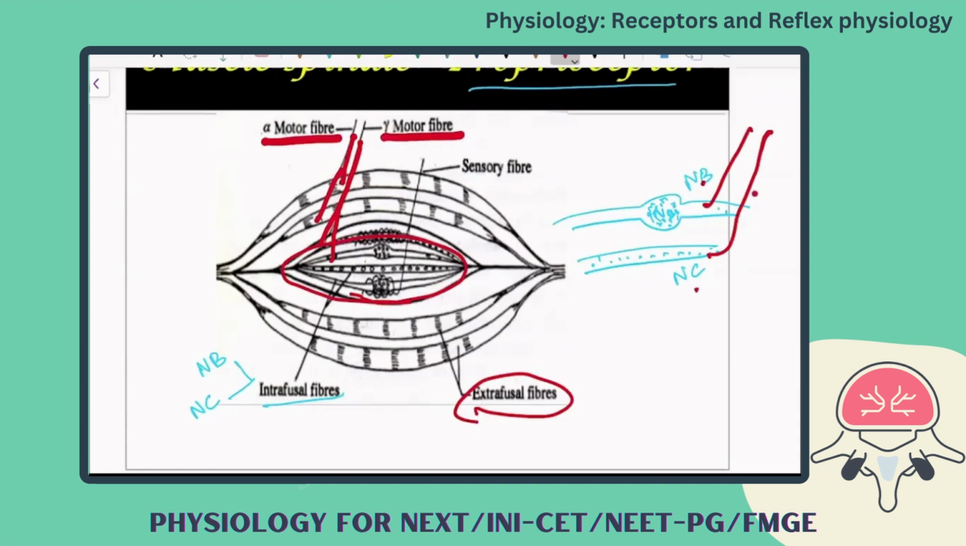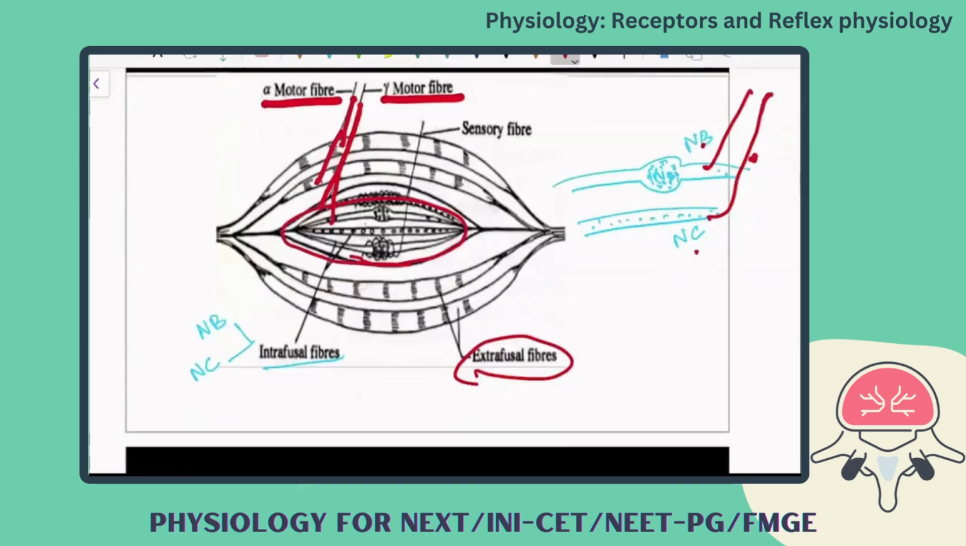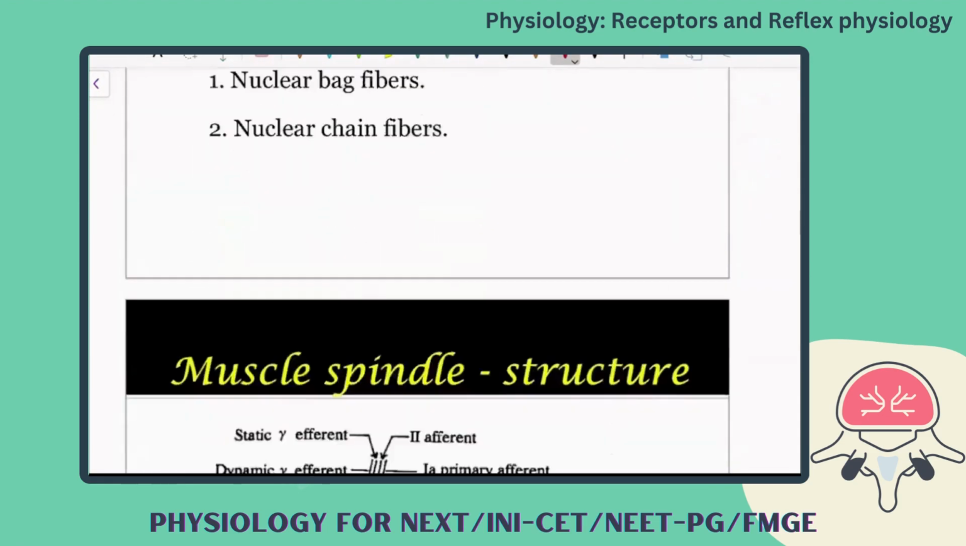Through these fibers, the movement is carried to the higher center and makes us identify the category of movement, proprioception. Okay, so that is called the muscle spindle.